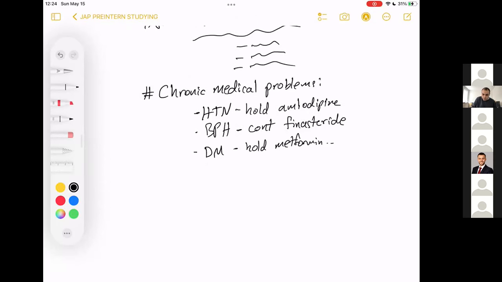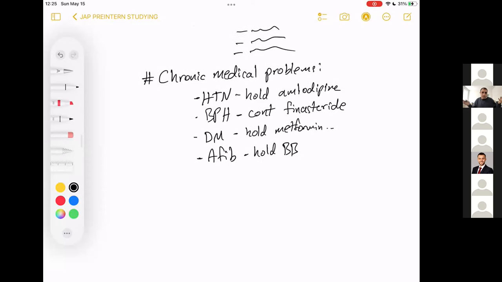Just a quick note when you're admitting a patient, because this is going to be a recurrent theme: a lot of people have AFib. For this patient who's having a GI bleed, you're going to hold the beta blockers for now because you don't want them to be hypotensive. But if you have a patient admitted to the hospital who has AFib, you might want to continue the beta blockers. Generally, when somebody gets admitted to the hospital, you want to convert all their long-acting medications to short-acting medications.